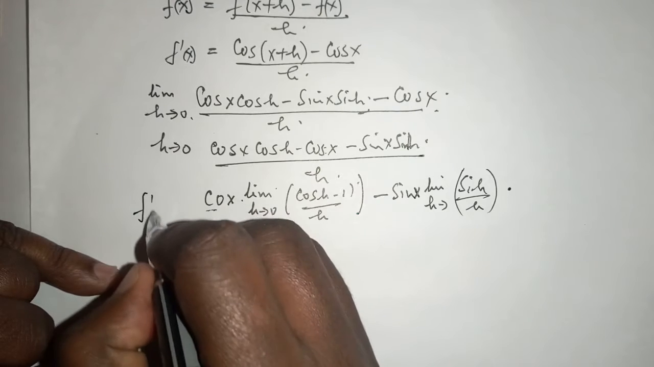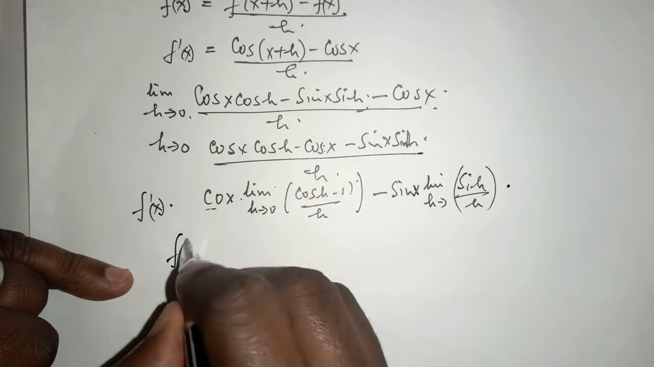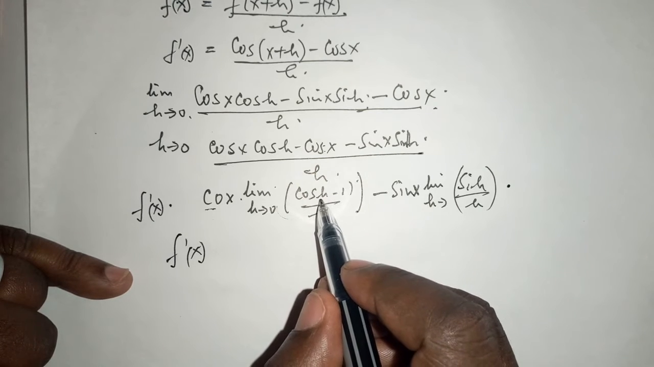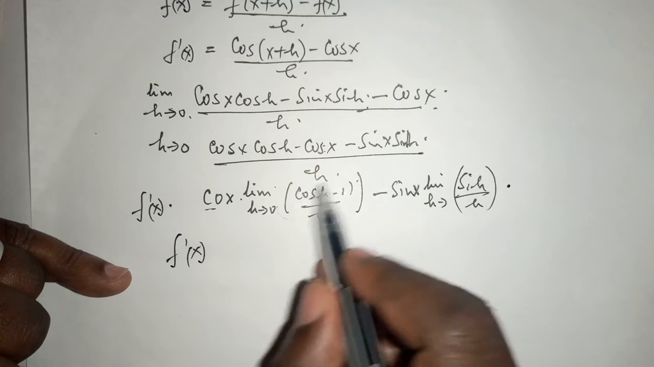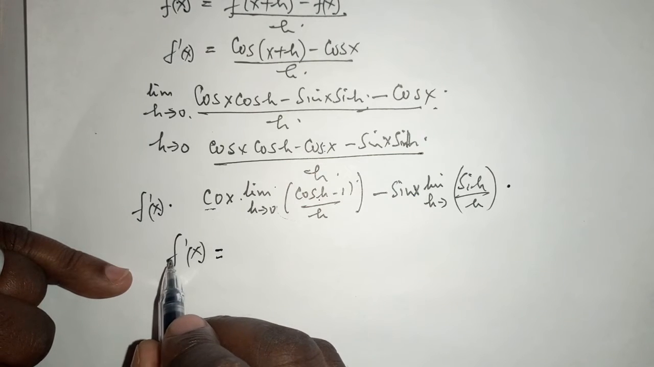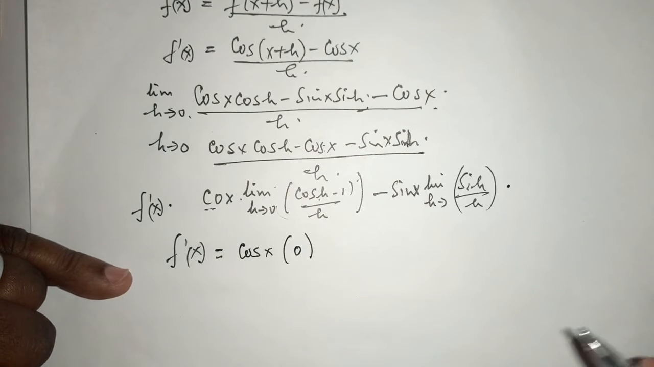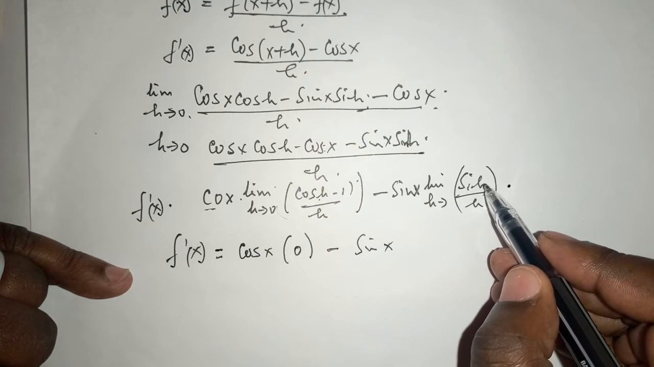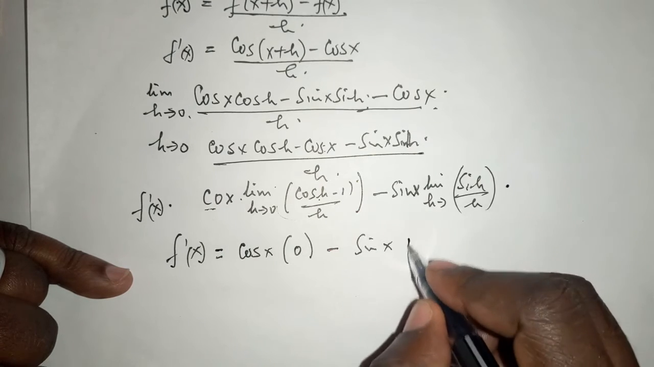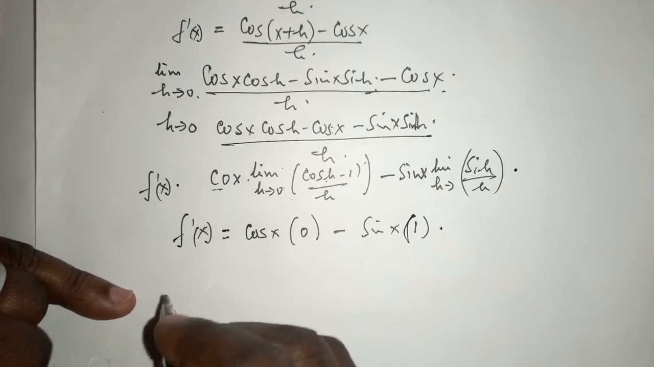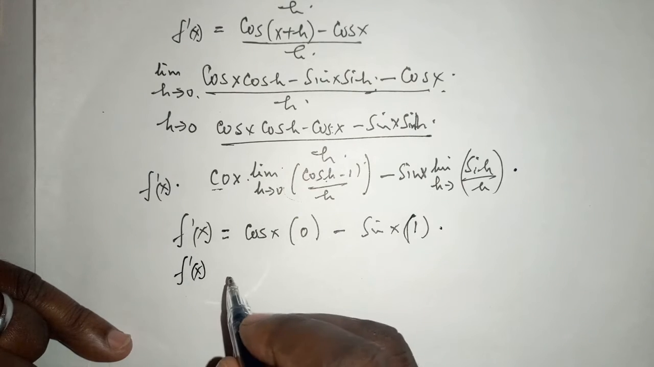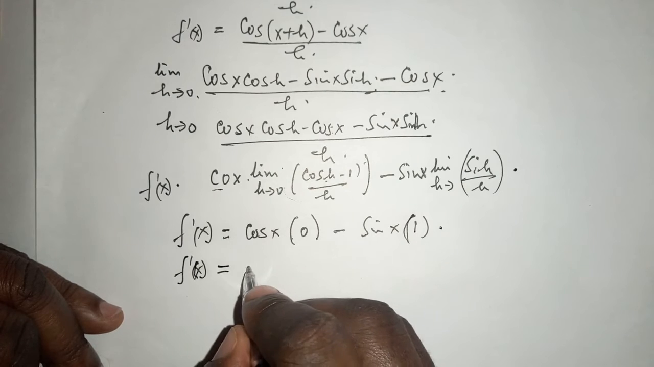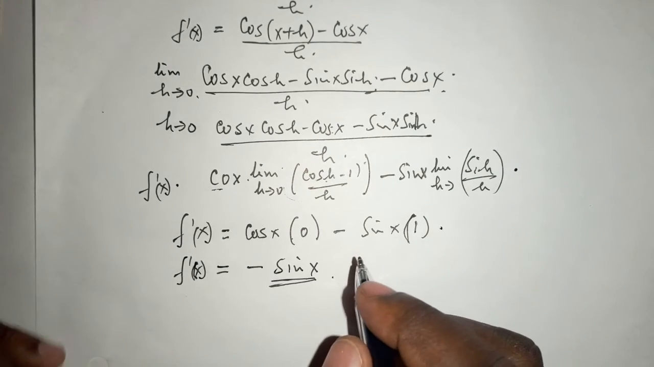As we realized in the previous video, as h approaches 0, the cosine of h becomes 1, and 1 minus 1 is 0. 0 divided by anything is 0. So we have the cosine of x multiplied by 0, minus the sine of x multiplied by, as h approaches 0, sine h over h, which we also found to be 1 in the previous video. So eventually the derivative when f of x equals cosine of x is going to be 0 minus the sine of x. And that is just like it.